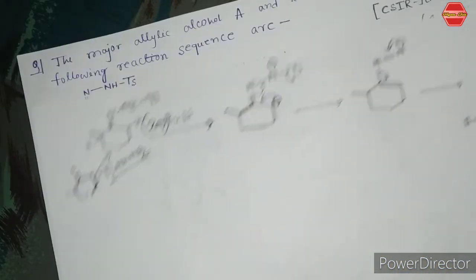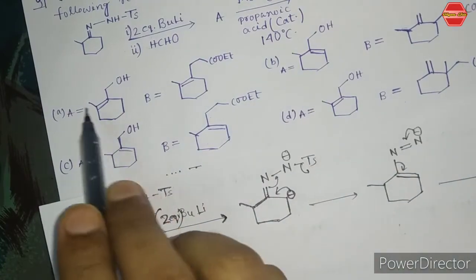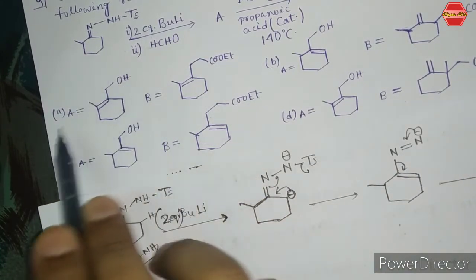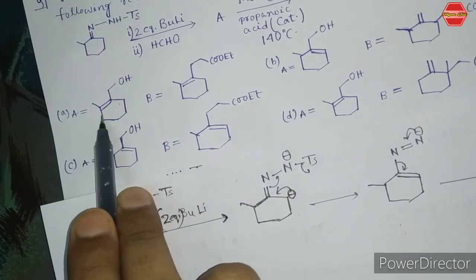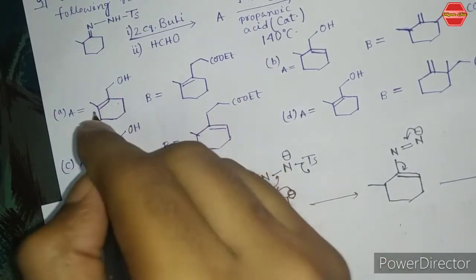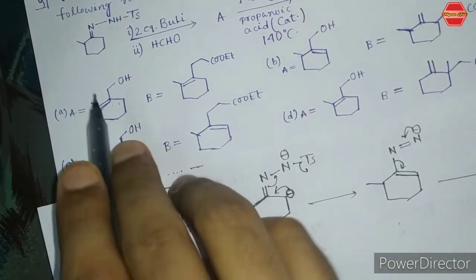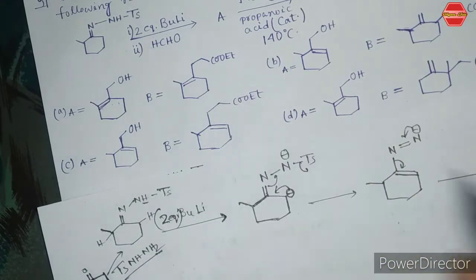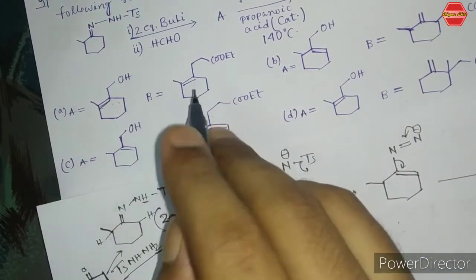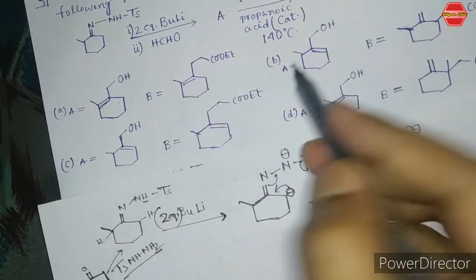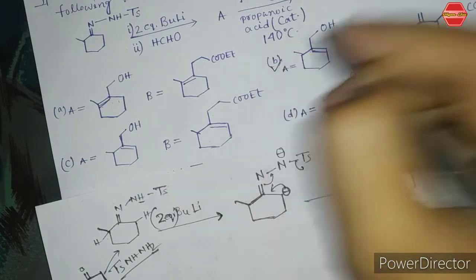Now let's find the structure which is given in the question. This is option A, which is not our product, because this is more substituted, but we don't want the more substituted. The Shapiro reaction always forms the less substituted product. Now coming to option B, this is a less substituted one, so it might be our option.